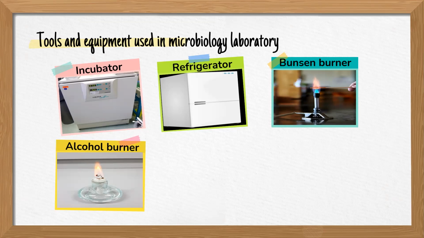Alcohol burner. It is a type of lamp that uses alcohol as fuel to produce flames. The use of this alcohol lamp is the same as a gas lamp or Bunsen burner. If the laboratory does not have gas, the flame from an alcohol lamp is much less hot than from the gas lamp. Therefore, it takes longer to burn to sterilize.